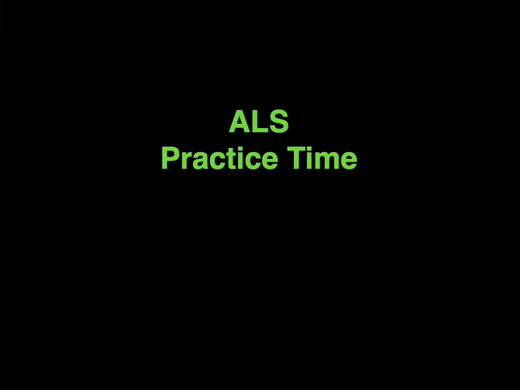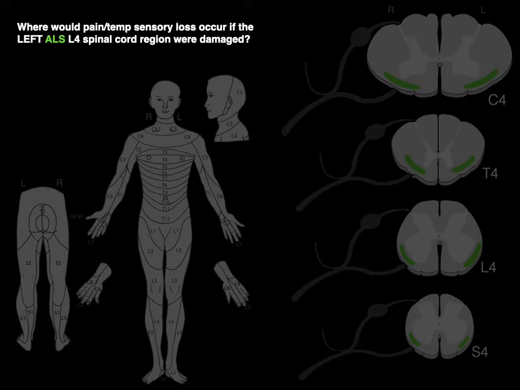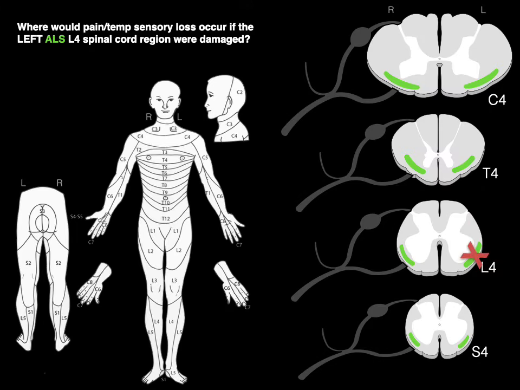Now, let's do some practice time for the anterolateral system. Where would pain and temperature sensory loss occur if the left anterolateral system at the L4 spinal cord region were damaged? So there we've got it right there. I'm going to go ahead and answer this, but you may want to take a second to think this over. If we see sensation from any level below that, it cannot get up because there's a lesion in the anterolateral system.